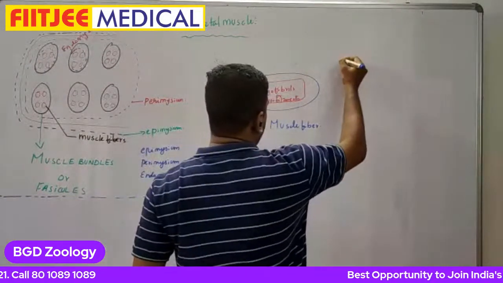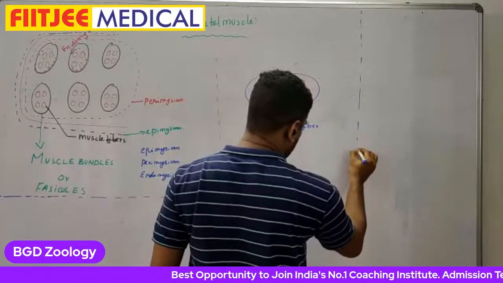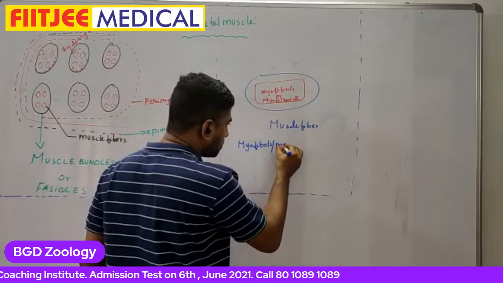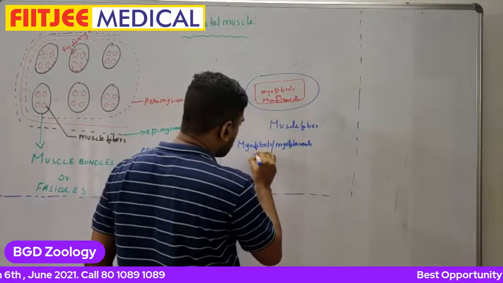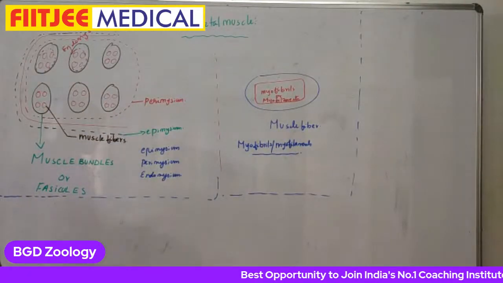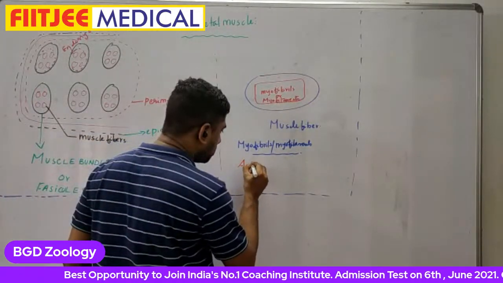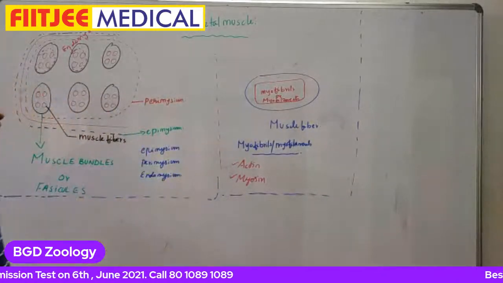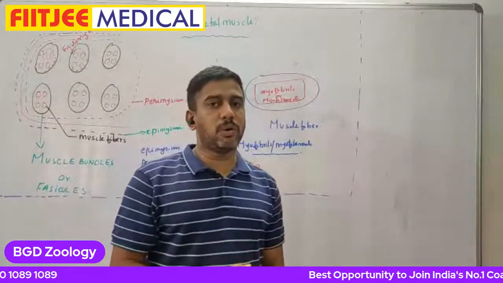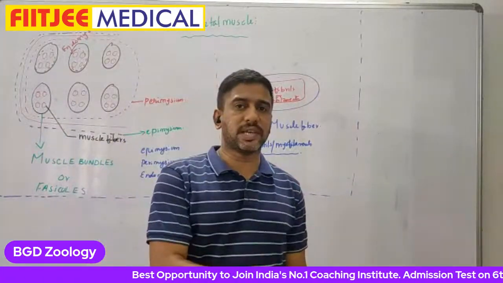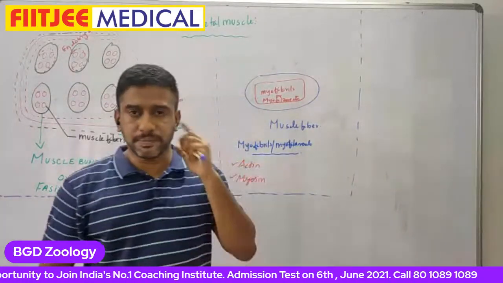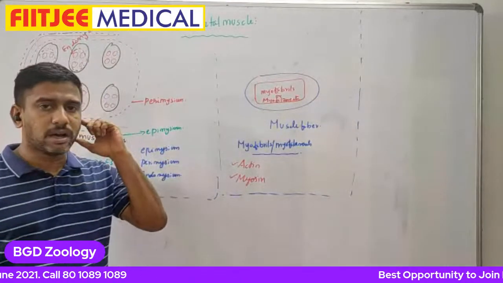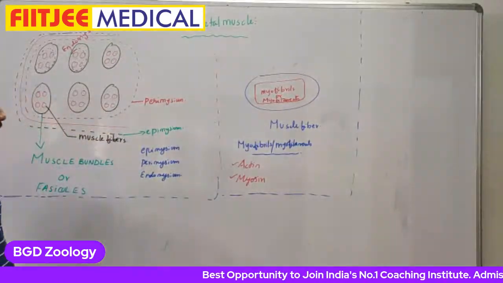So if you consider these myofibrils or myofilaments, there are two types of myofilaments. One is called actin, another one is called myosin. Actually, these myofilaments are what give the striation to the skeletal muscles as well as the cardiac muscles. Clear? So please understand, the myofilaments are actin and myosin only. Clear? Now come back to this structure.